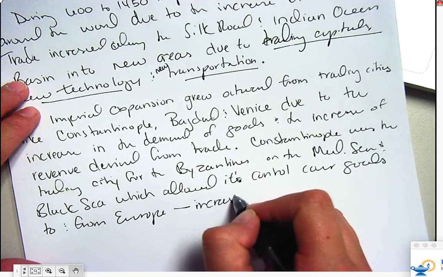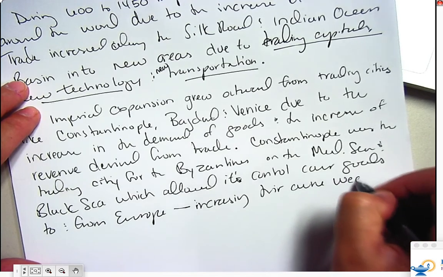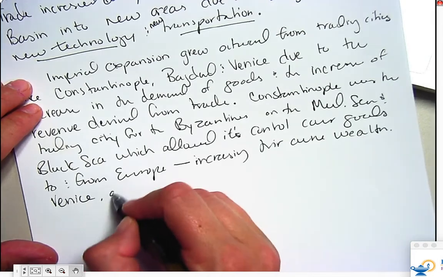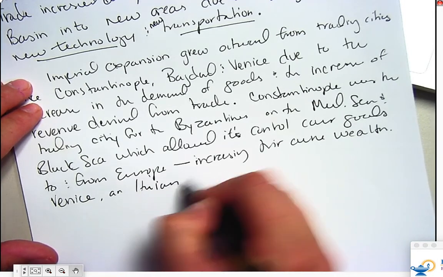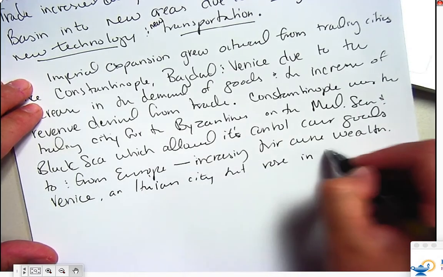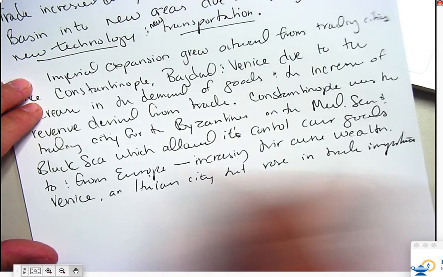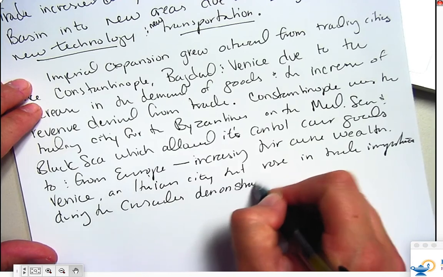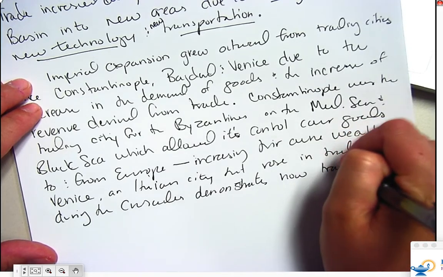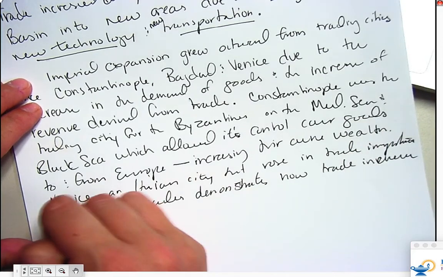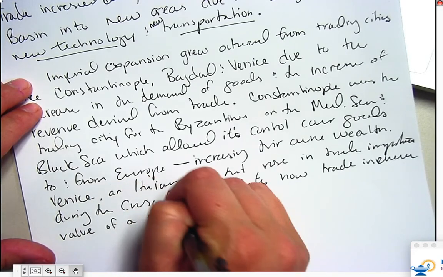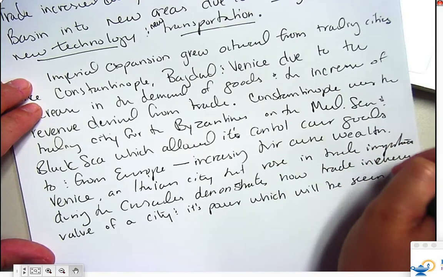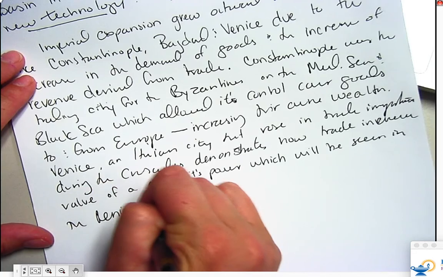Increasing their own wealth. Venice, an Italian city that rose in trade importance during the Crusades, demonstrates how trade increases value of a city and its power, which will be seen in the Renaissance during period 4.